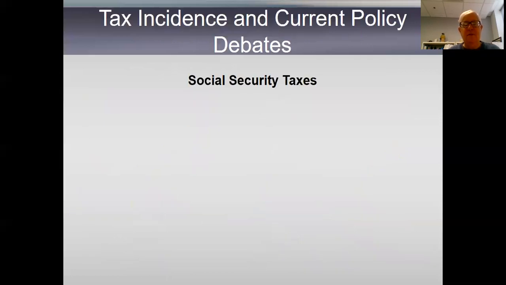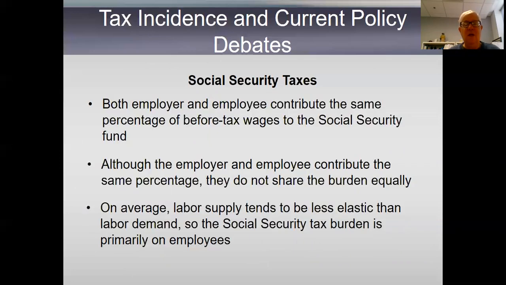Now let's think about some of these concepts as they relate to policy debates. So let's think about Social Security taxes. The way Social Security taxes work, both the employer and the employee contribute the same percentage of their wages to the Social Security Fund. Although they give the same amount to the Social Security Fund, they don't share the burden equally. Generally, labor supply tends to be less elastic than labor demand. It's more inelastic than labor demand is. So the Social Security tax burden would primarily fall on workers.